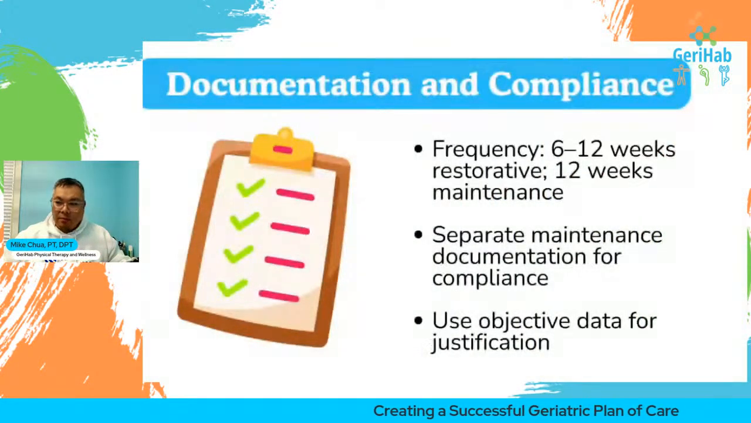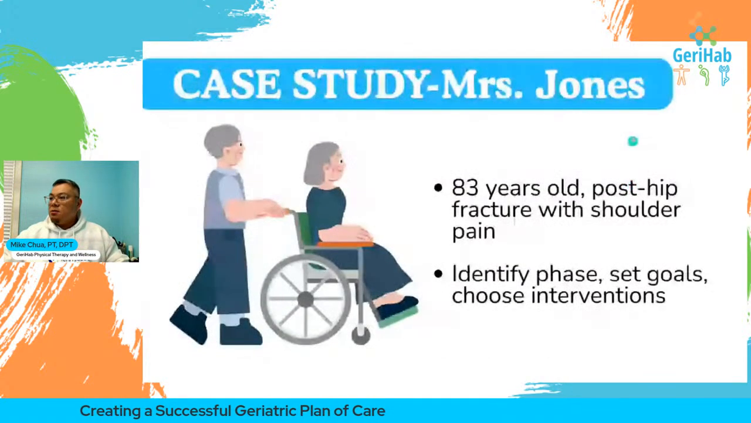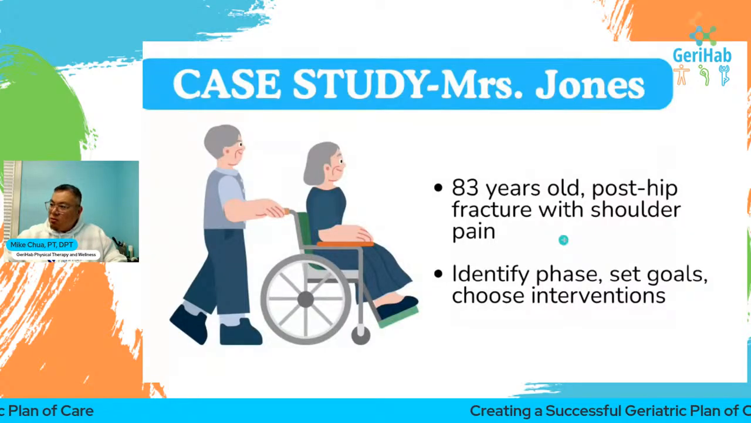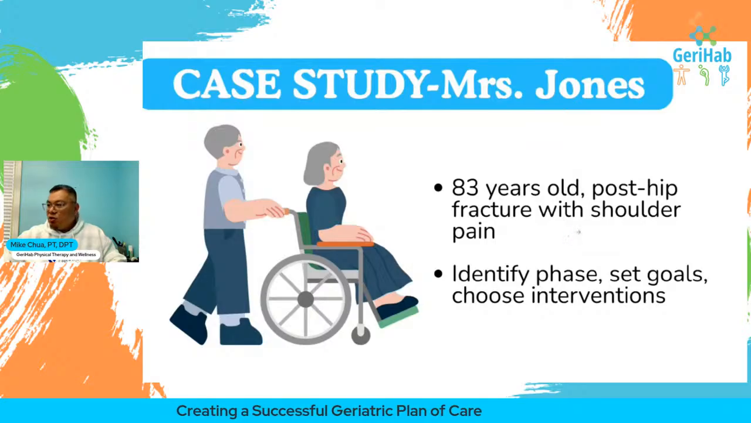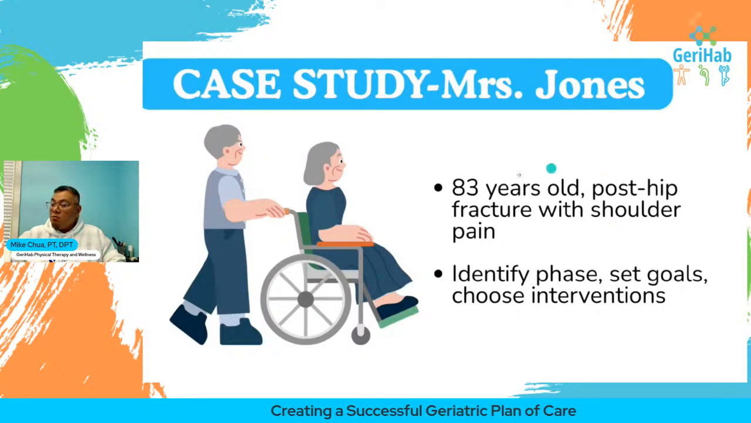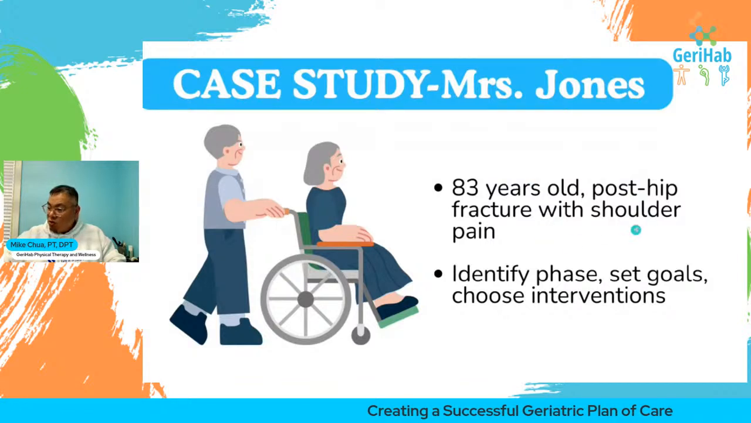So always use objective data. Okay, let's do this case study real quick. 83 years old, post hip fracture with shoulder pain. So maybe the patient fell on the hip, and then she tried to outstretch her hand, and now her shoulder is hurting. What are you going to do? Are you going to start with a maintenance case here? No. Start with a restorative case, focusing on the pain. Is it just on the hip? No. Take care of the shoulder too.